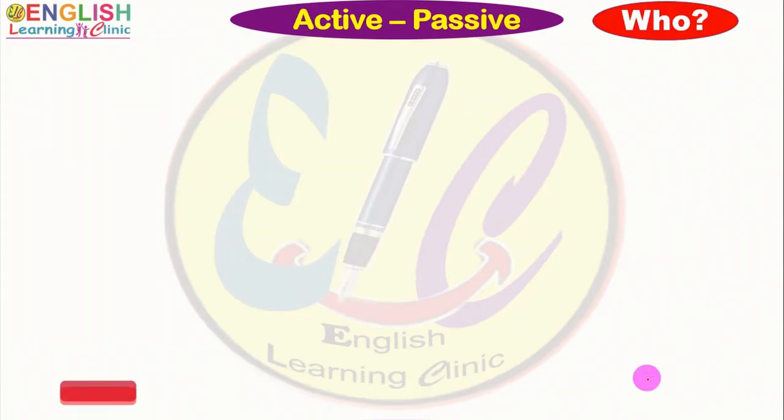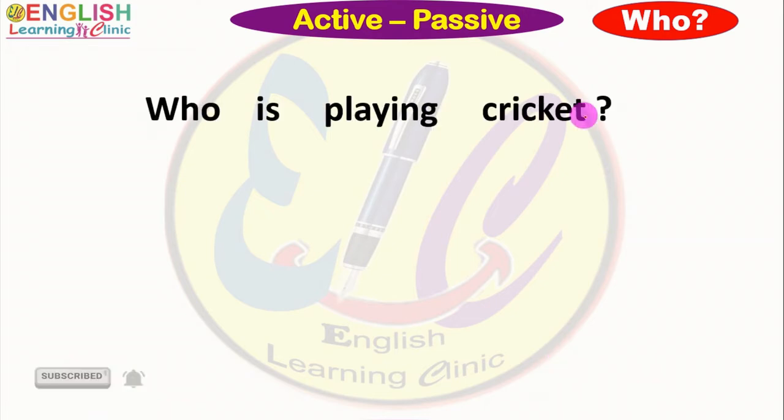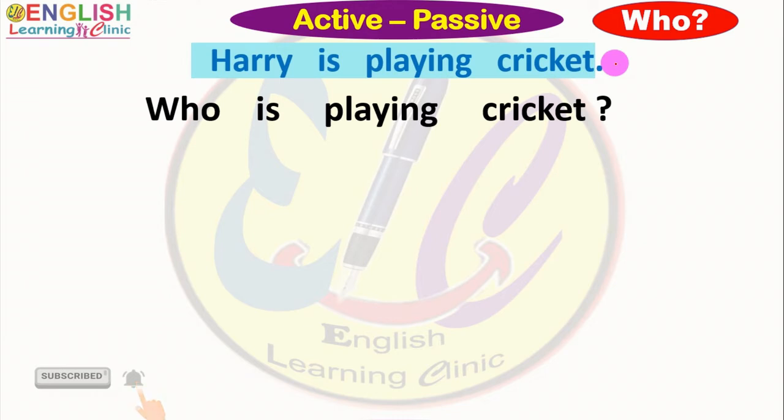Now we will learn the most interesting part of the voice change of the verb in a WH question. That is, the question starts with the word who. Look at this sentence. If anyone asks you this type of question, perhaps your answer will be, Harry is playing cricket. Just compare these two sentences. Harry is playing cricket. Who is playing cricket? The structure is different in this position, that is Harry and who.